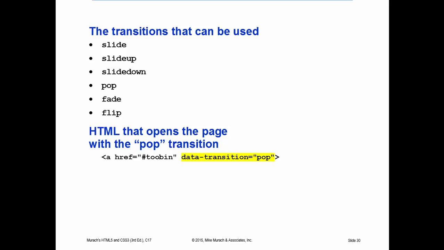The different transitions that you can use are shown here and on page 575 in the book. Slide is where the next page slides in from right to left. Slide up is when it slides from bottom to top. Slide down is when it slides down from top to bottom. Pop is when the next page fades in from the middle of the screen. Fade is when the next page fades into view, and that's the default. And flip, where the next page flips back to front, similar to like a playing card being flipped over. Some devices don't support flip. And the way you do it, for example, here with the pop transition is shown right here.